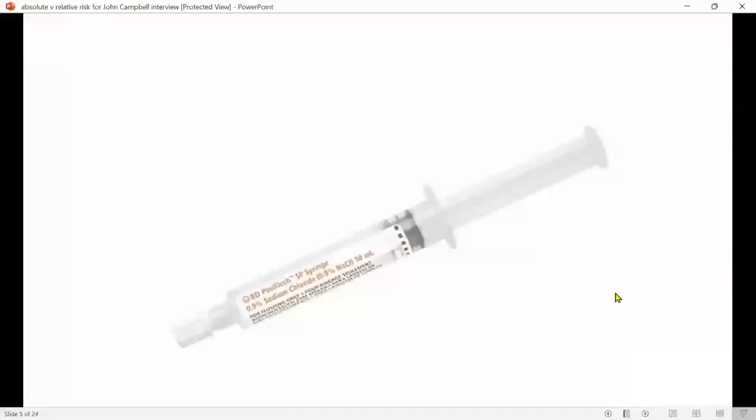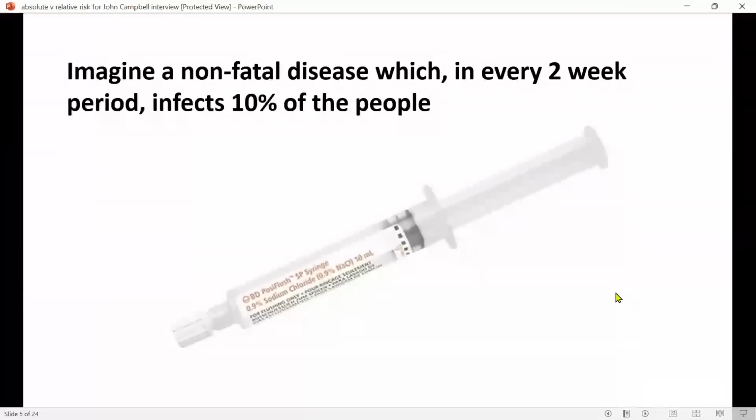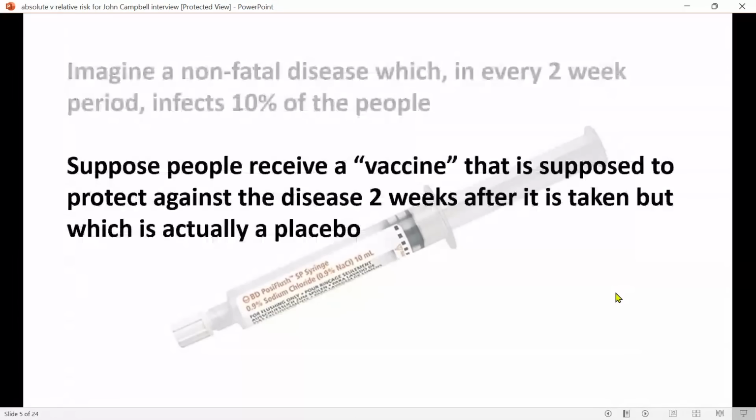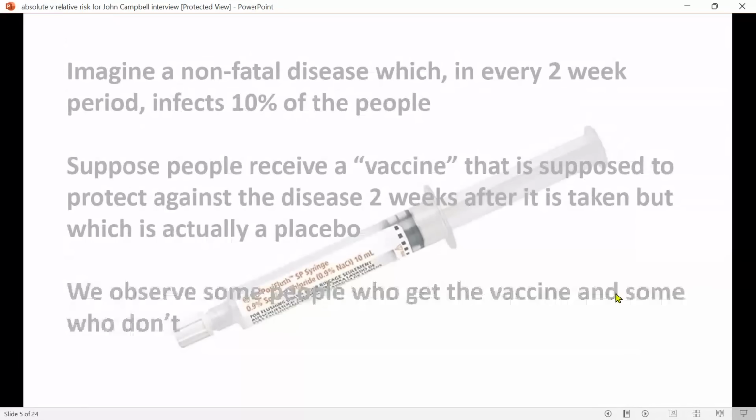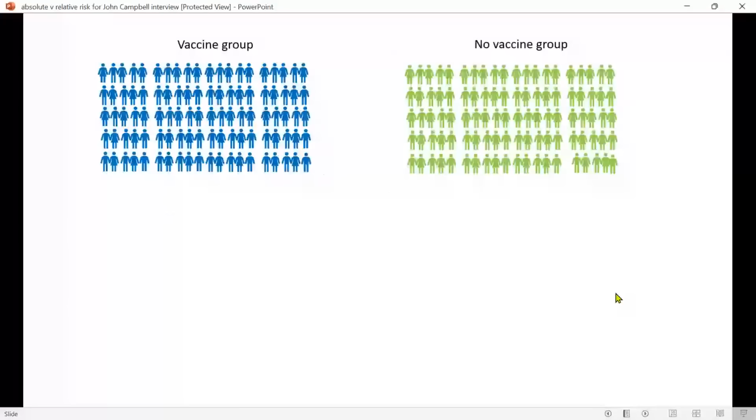Let's start with a generic example. Imagine you've got a non-fatal disease, which in every 2-week period infects 10% of the people. Next click. And suppose that people receive a vaccine which is supposed to protect against the disease 2 weeks after it's taken, but which is actually a placebo. So we're now going to observe some people who get the vaccine and some who don't. Let's suppose we've got 100 people in the vaccine group and 100 people in the no vaccine group.